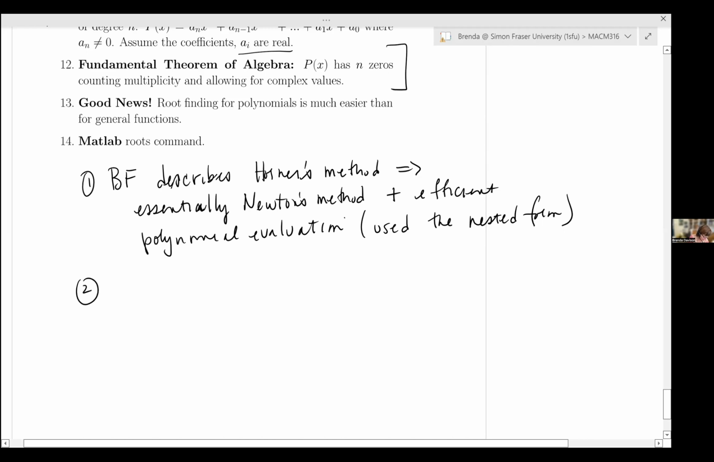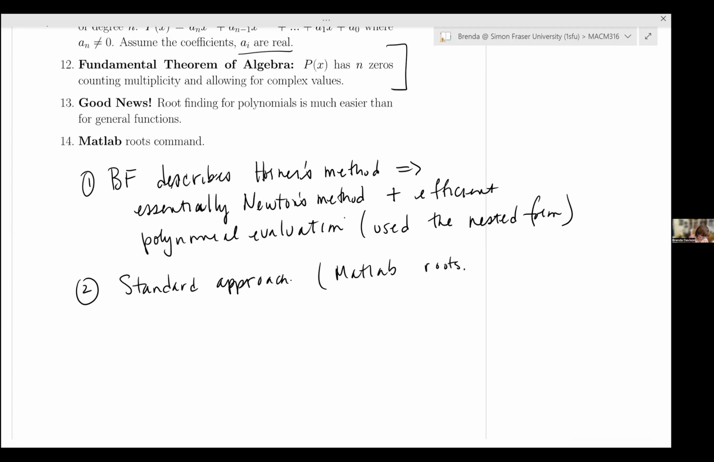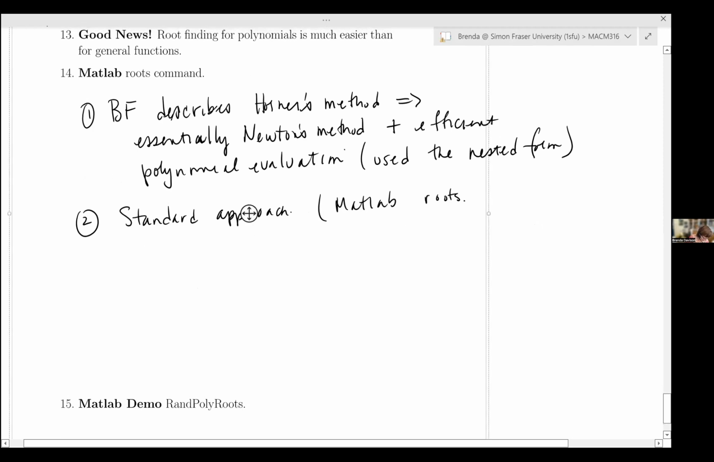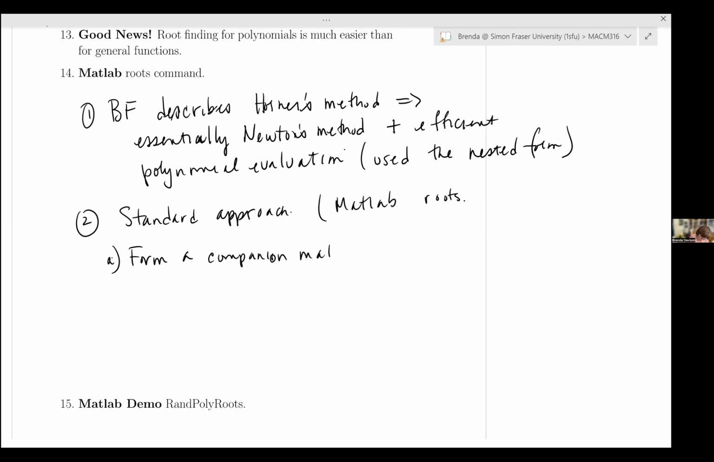And then we've got a standard approach. This is what MATLAB does for its roots command. So what it does is it forms a companion matrix. Let's write out what that is. So the idea is to form a companion matrix, and that matrix is going to look like that.